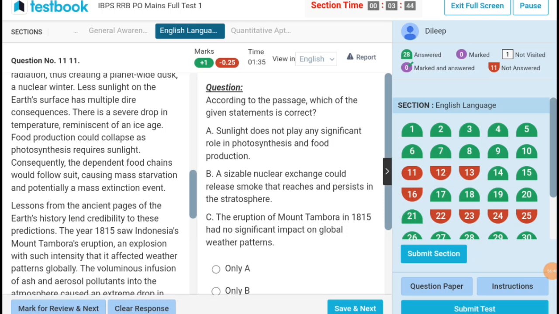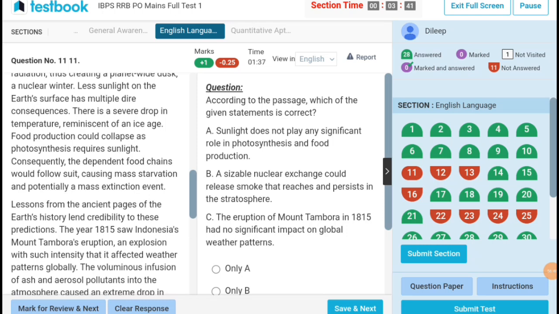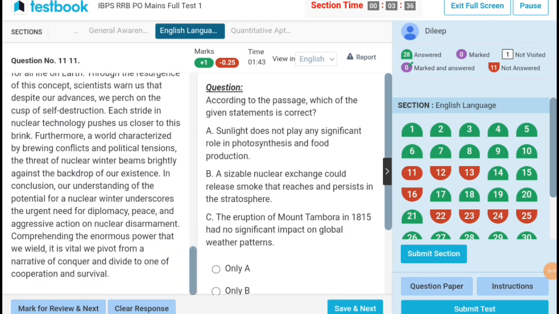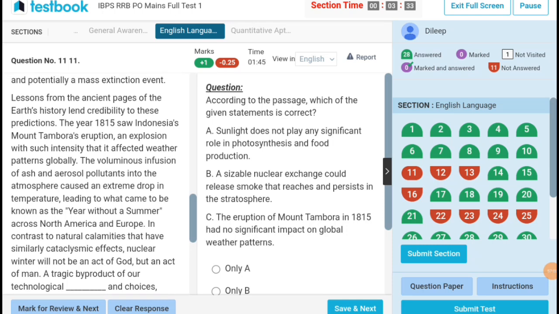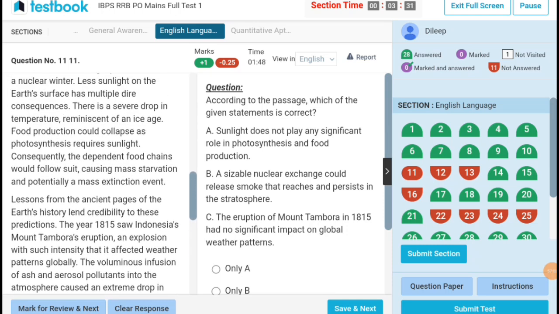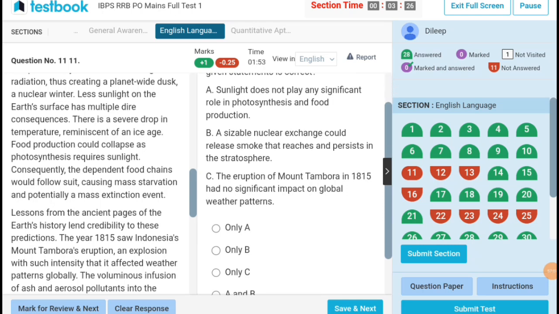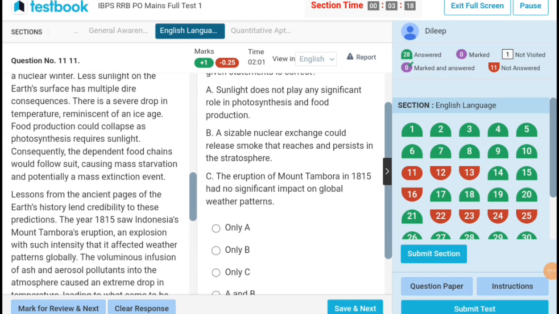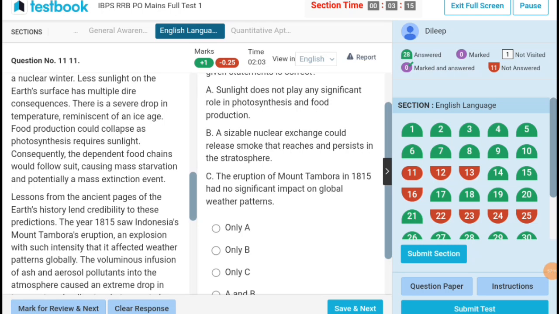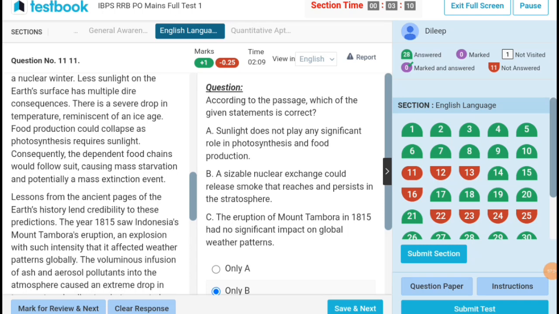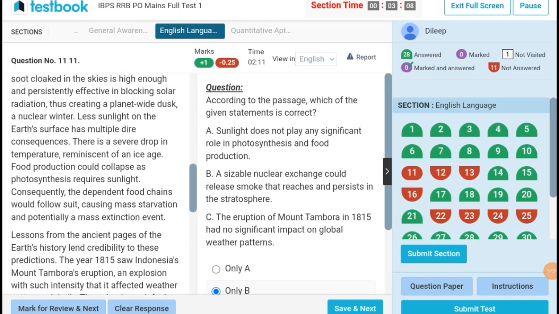Sunlight does not play a significant role in nuclear exchange. It affected weather globally. Catastrophe.